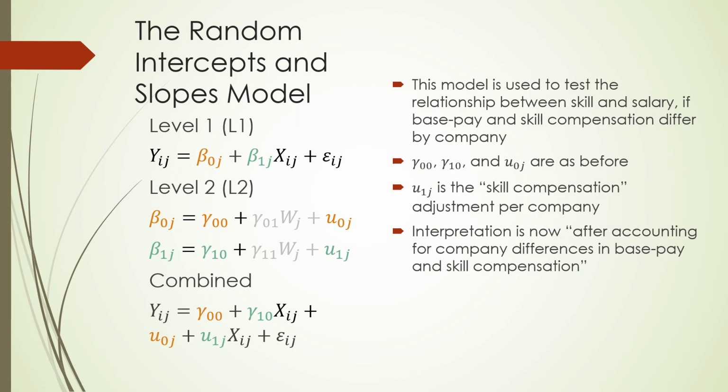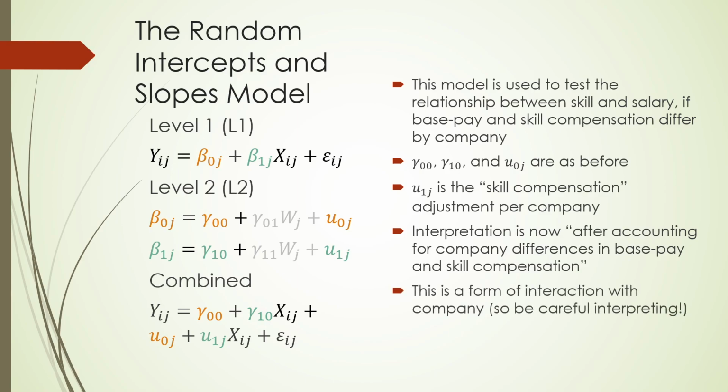When we add on the random slopes model, it's important to realize that this is a form of interaction. That is, what we're saying is that the relationship between the skill and salary may depend upon the company the individual is in. And that whole "may depend" is an interaction between the variables of company, the level 2 grouping variable, and skill, the level 1 independent variable.